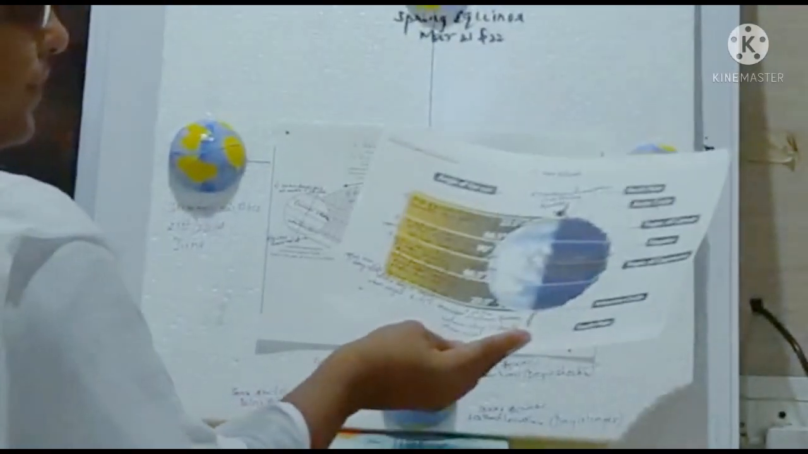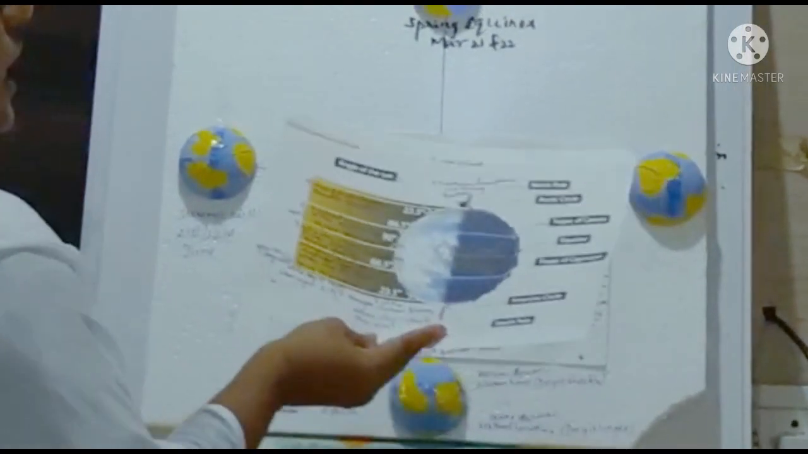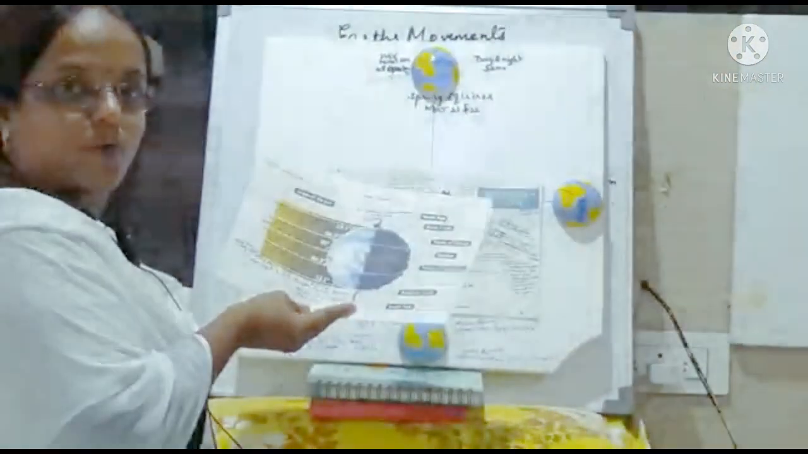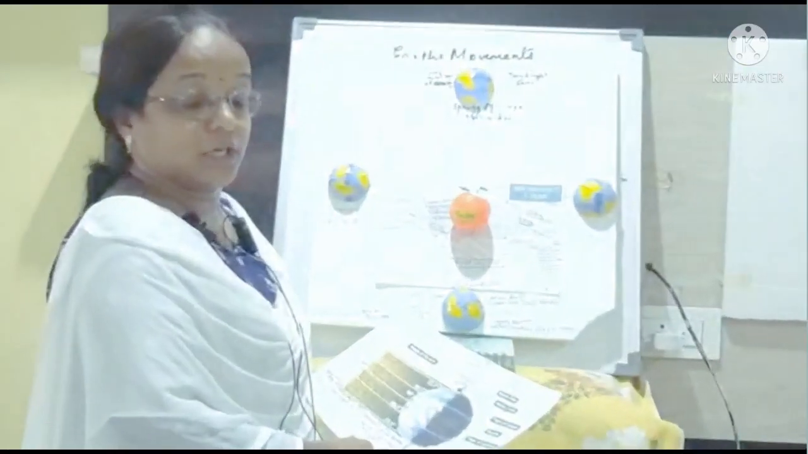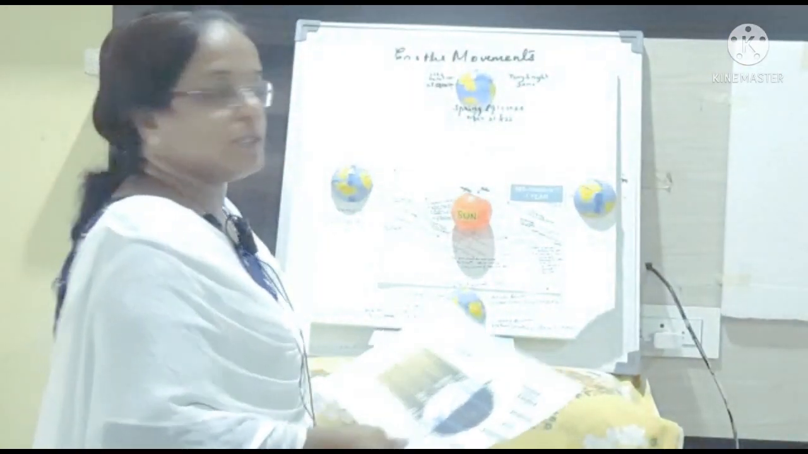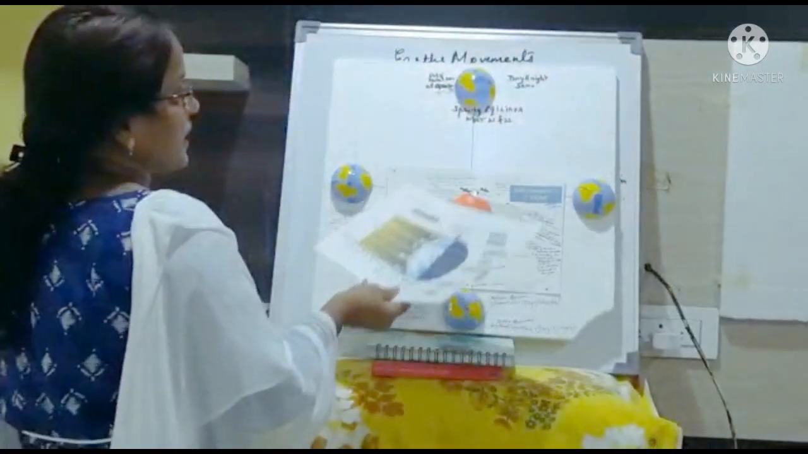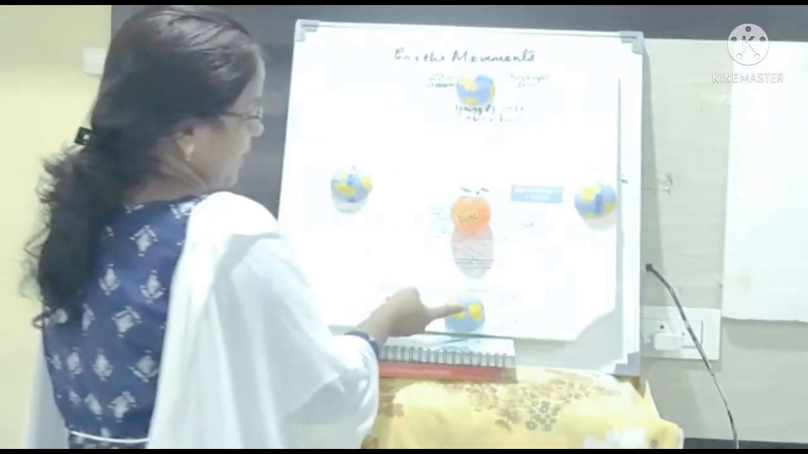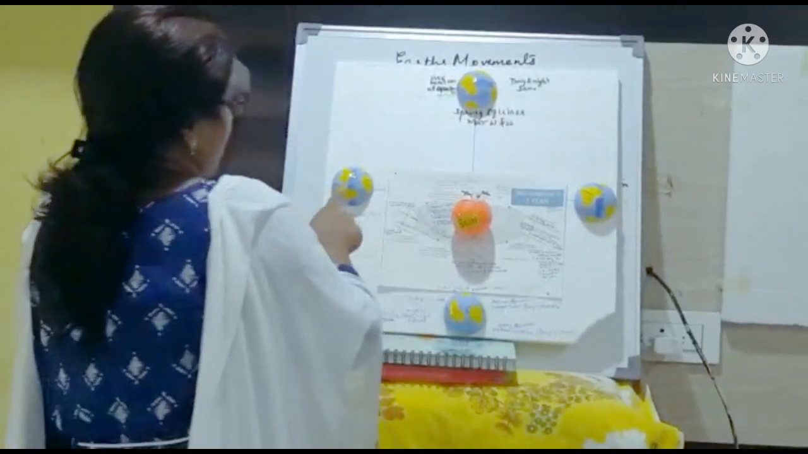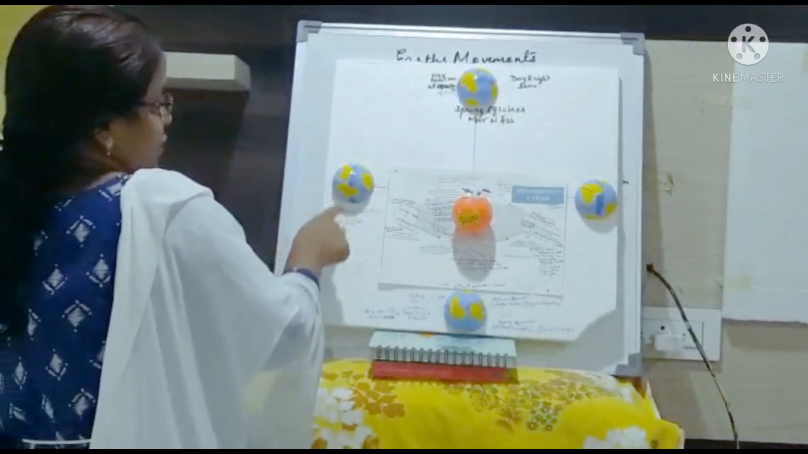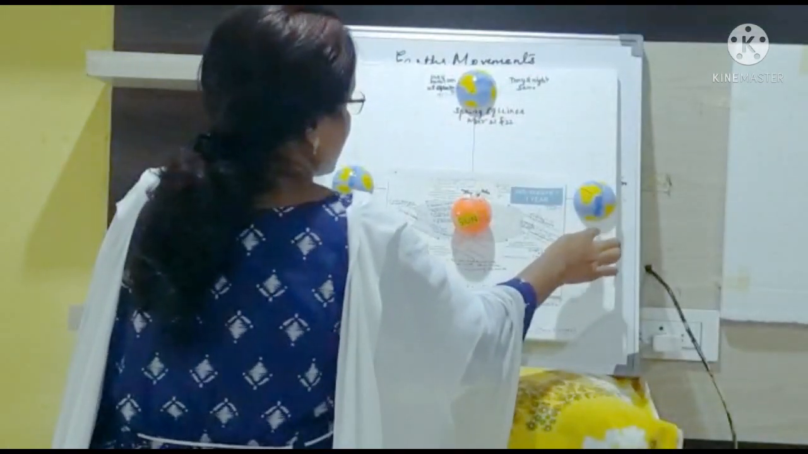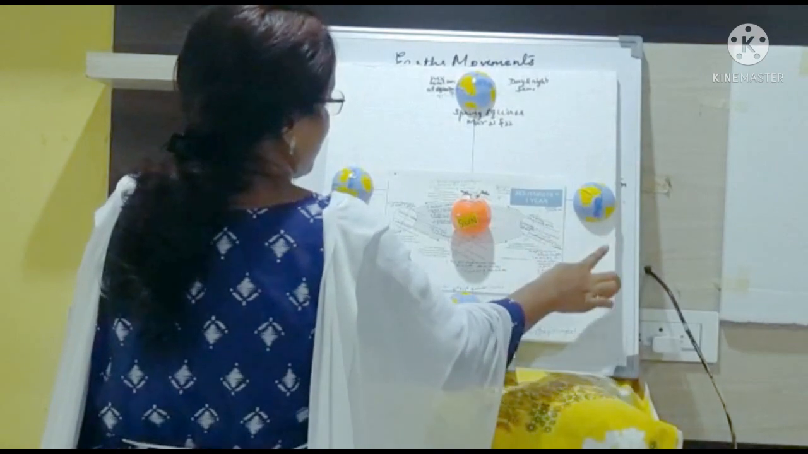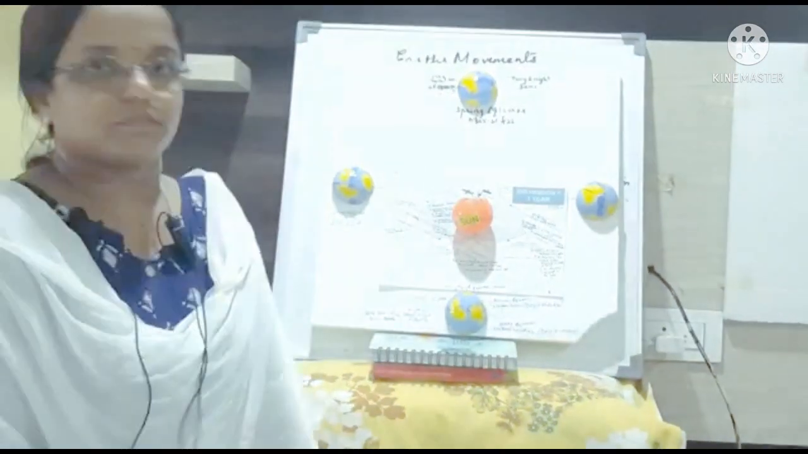On March 21st and September 23rd, the overhead sun rays fall on the equator during the earth's revolution around the sun. Here you can see the sun rays falling on the equator on March 21st and September 23rd, on the Tropic of Cancer in the northern hemisphere on June 22nd, and on December 22nd the sun rays fall on the Tropic of Capricorn in the southern hemisphere.